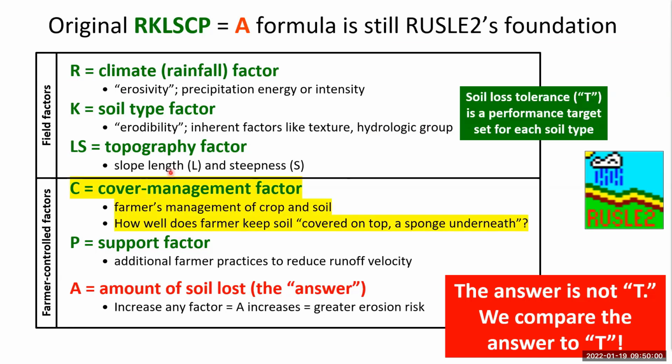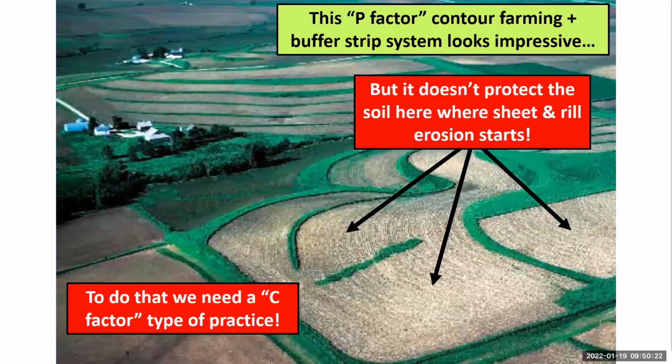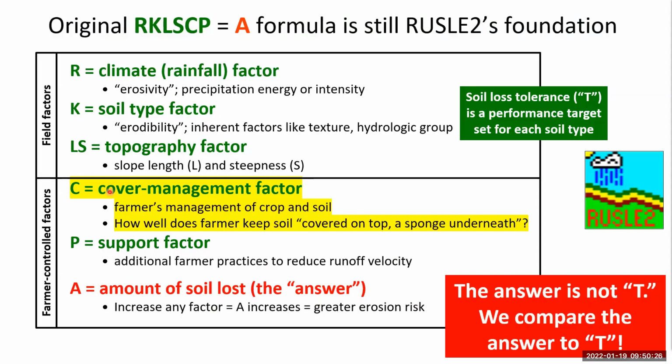Well, we're going to dig into this cover management factor a bit, but I've already indicated here it's the farmer's management of the crop and the soil. And basically, the C factor, or the management in RUSLE2, tells RUSLE how well the farmer is keeping the soil covered on top, making it a sponge underneath. It is a very important factor. And I'm going to emphasize this. Let's go back to this. This sometimes is confusing to folks.